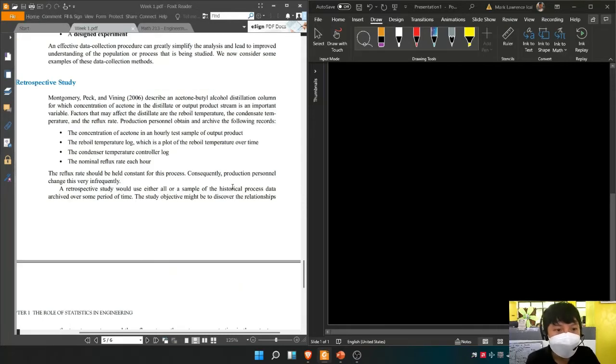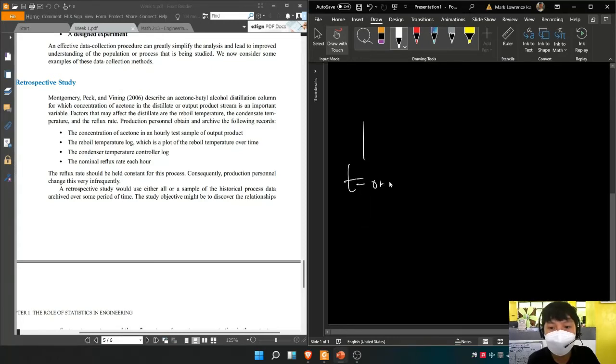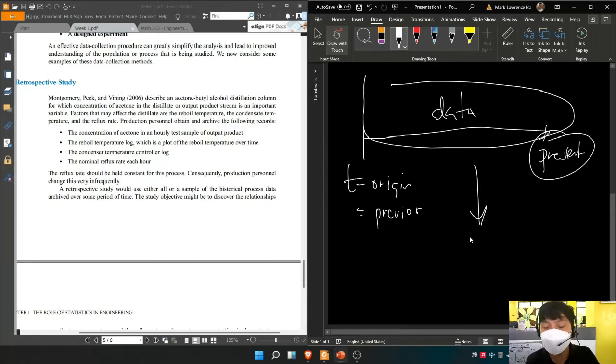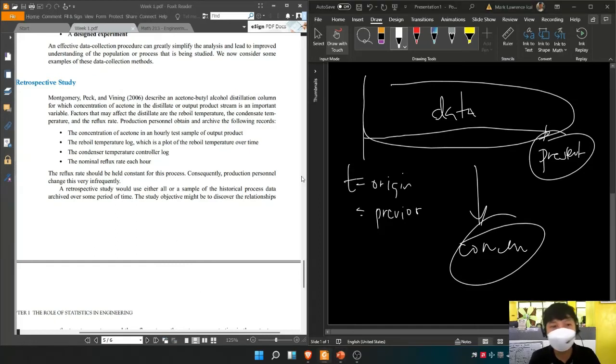So, retrospective study is a historical process data archived over some period of time. It means to say that this retrospective study is a kind of a study wherein you're going to take into consideration the time origin, or let's say the time which is previous, and then you're going to collect data from the previous time up to the present time. Those are the data you will use to make a conclusion. So ito lang naman 'yon, retrospective study.